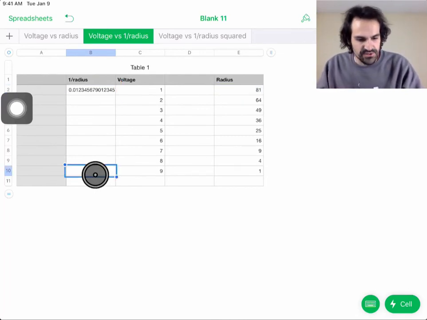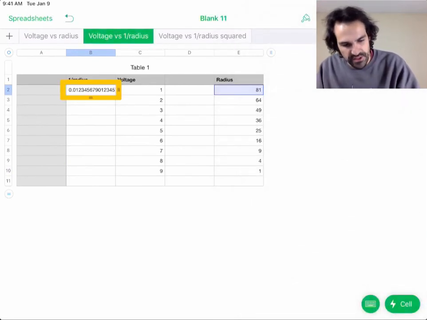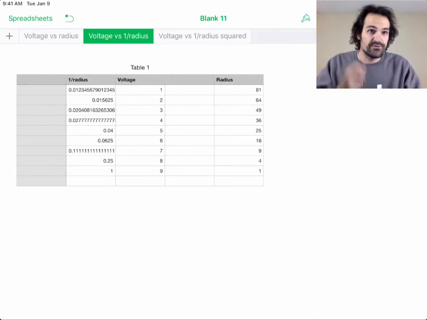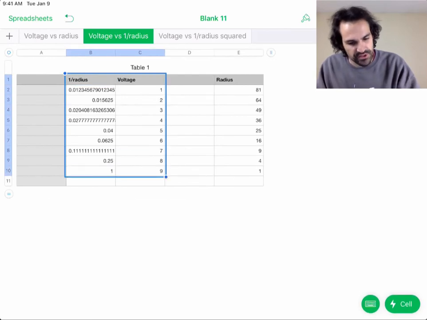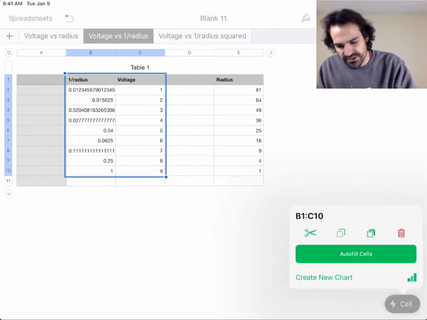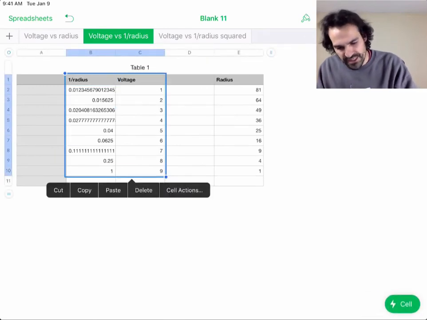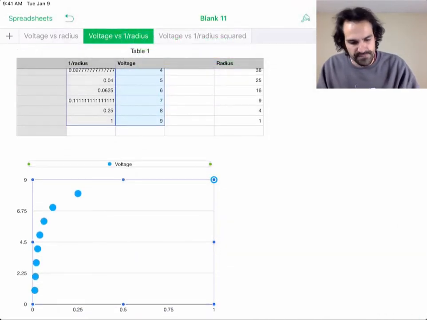So I can't do that while I have my pointer up, so I'll do that myself, autofill cells, and drag it down. And now we have our inverse radius. So now we can plot voltage versus 1 over radius. We're going to again highlight our data, cell actions. Whoa, wrong button, I'm sorry. Cell actions, create new chart, and go to our XY scatter plot.